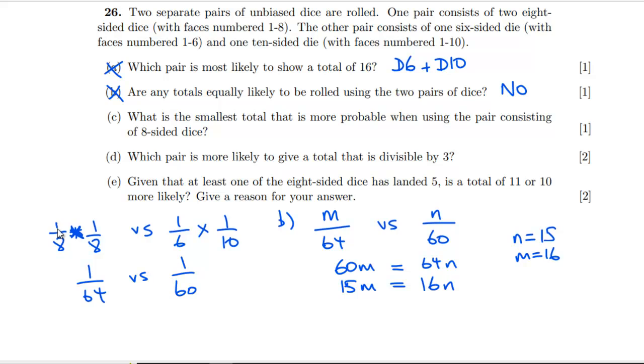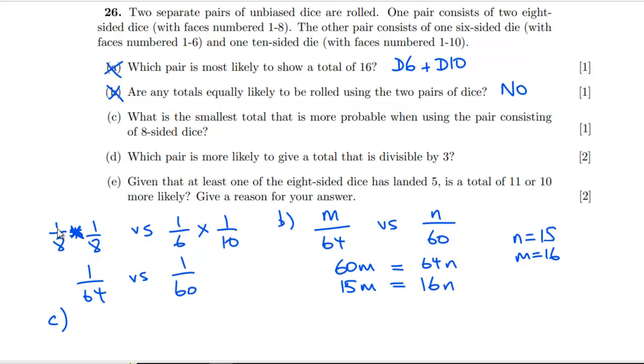I mean, maybe there's a different way of thinking of it then. I don't know. Anyway, what is the smallest total that is more probable when using the pair consisting of 8-sided dice? Smallest total that's more probable when using those. Well, how do we think about this? Again, it's only 1 mark.